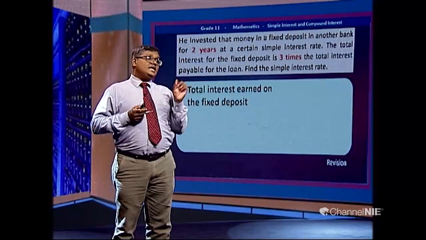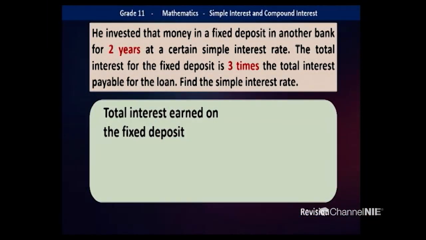They say he invested that money in a fixed deposit in another bank. This loan invested in another bank for 2 years at a certain simple interest rate. The total interest for the fixed deposit is 3 times the total interest payable for the loan. Now for the loan you have to pay 8,400. This 8,400 should be multiplied by 3 to find the total interest for the 2 years from that investment.